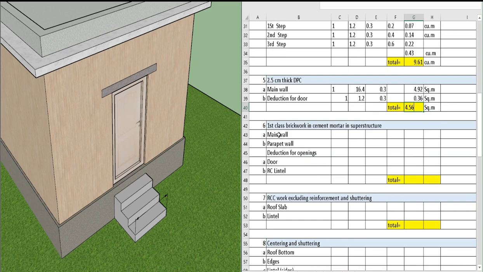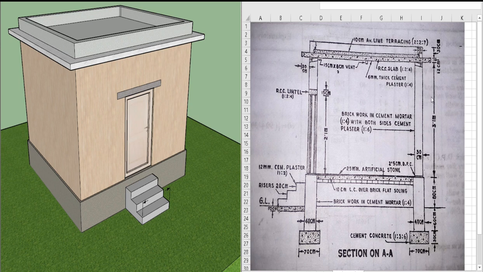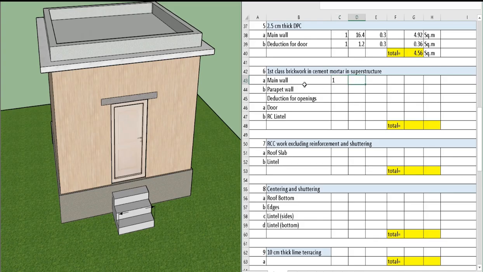Now we have to do the first class brickwork in cement mortar in superstructure, that means this portion in superstructure. And from this section we can see that the height of superstructure is 3.1 meter and the width of the wall is 30 centimeter, that is 0.3 meter. So the number is 1. We have the center line of the main wall, that is 16.4 meter, and the width of the wall is 0.3 meter, and the height of superstructure is 3.1 meter. So we get the total quantity 15.25, and the unit is cubic meter.